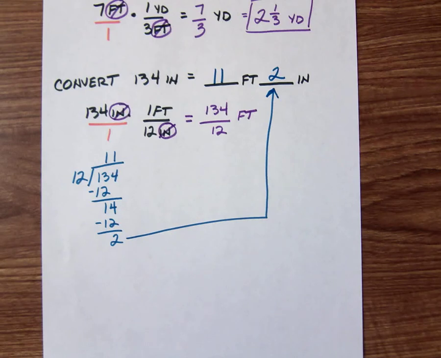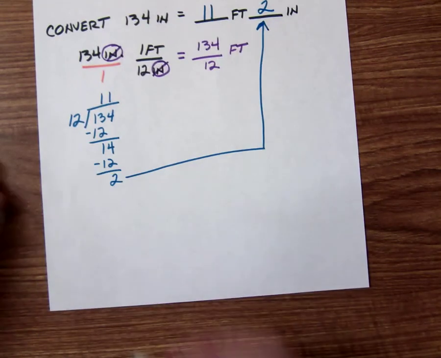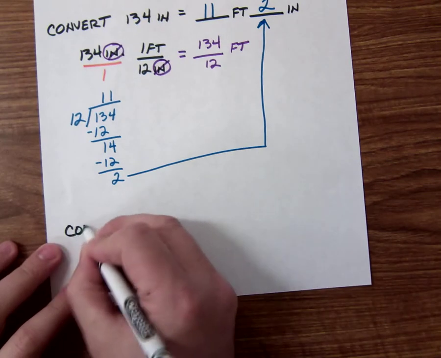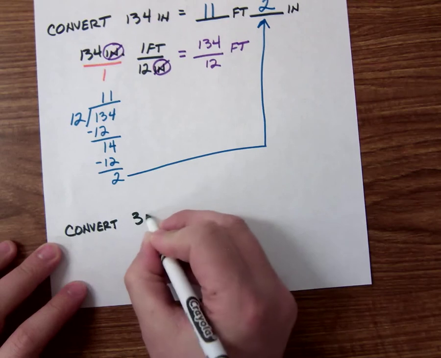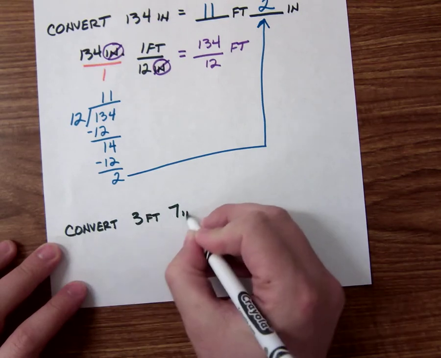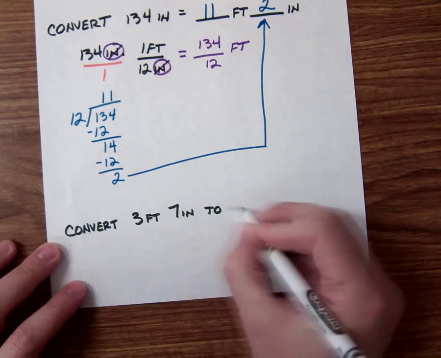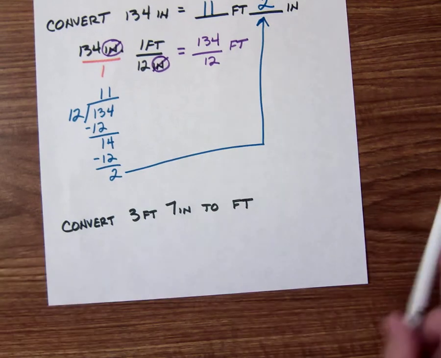Does that make sense? Yeah, let's go the other way. Let's convert 3 feet, 7 inches to feet.